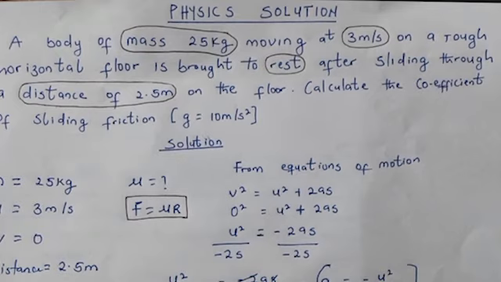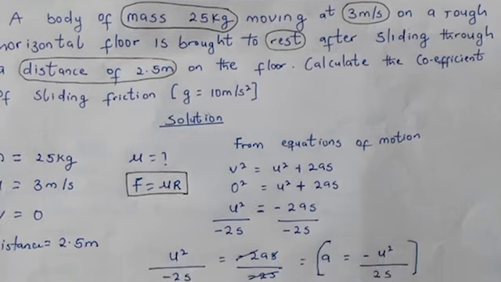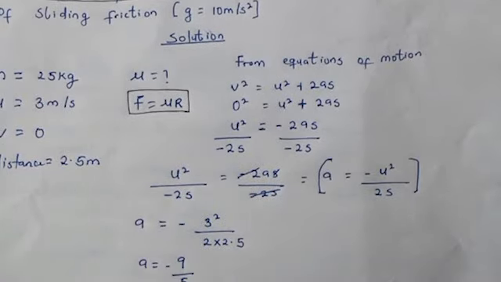Because the body is being brought to rest, the final velocity is 0, while u, the initial velocity, is 3 meters per second. To get our acceleration, we divide both sides by minus 2s, and our acceleration becomes minus u squared over 2s. In solving further, our acceleration is equal to minus 1.8 meters per second squared. The minus there also signifies that the body is decelerating.